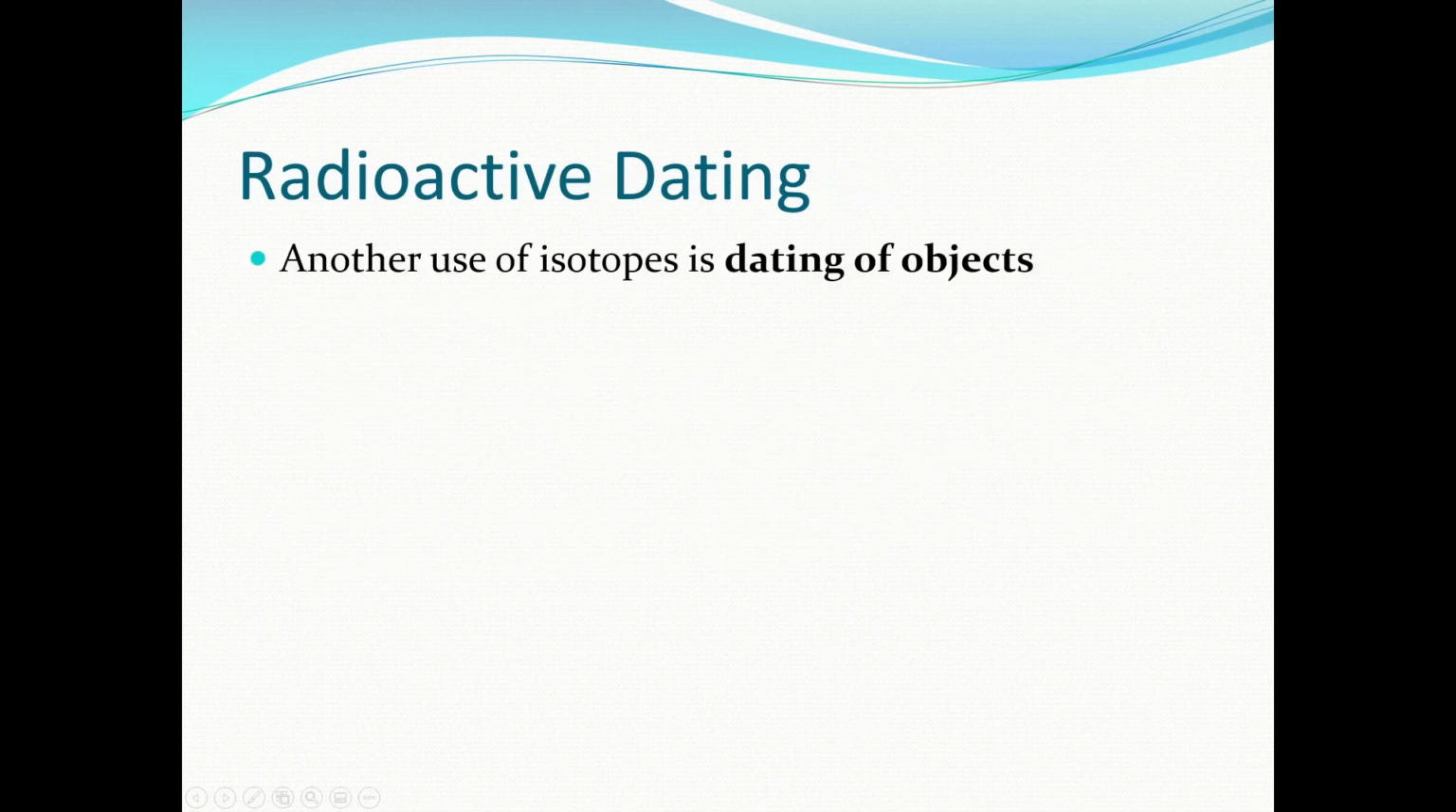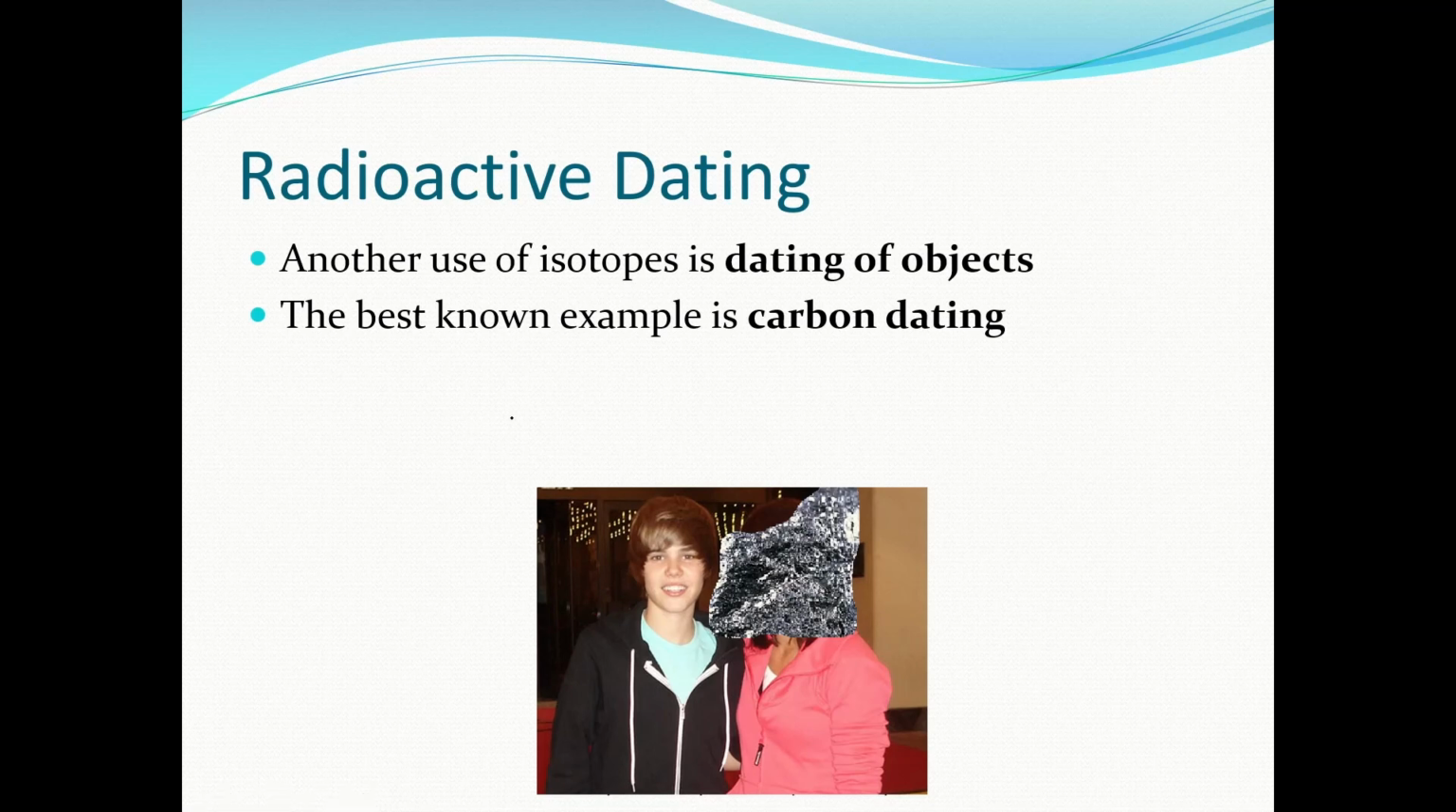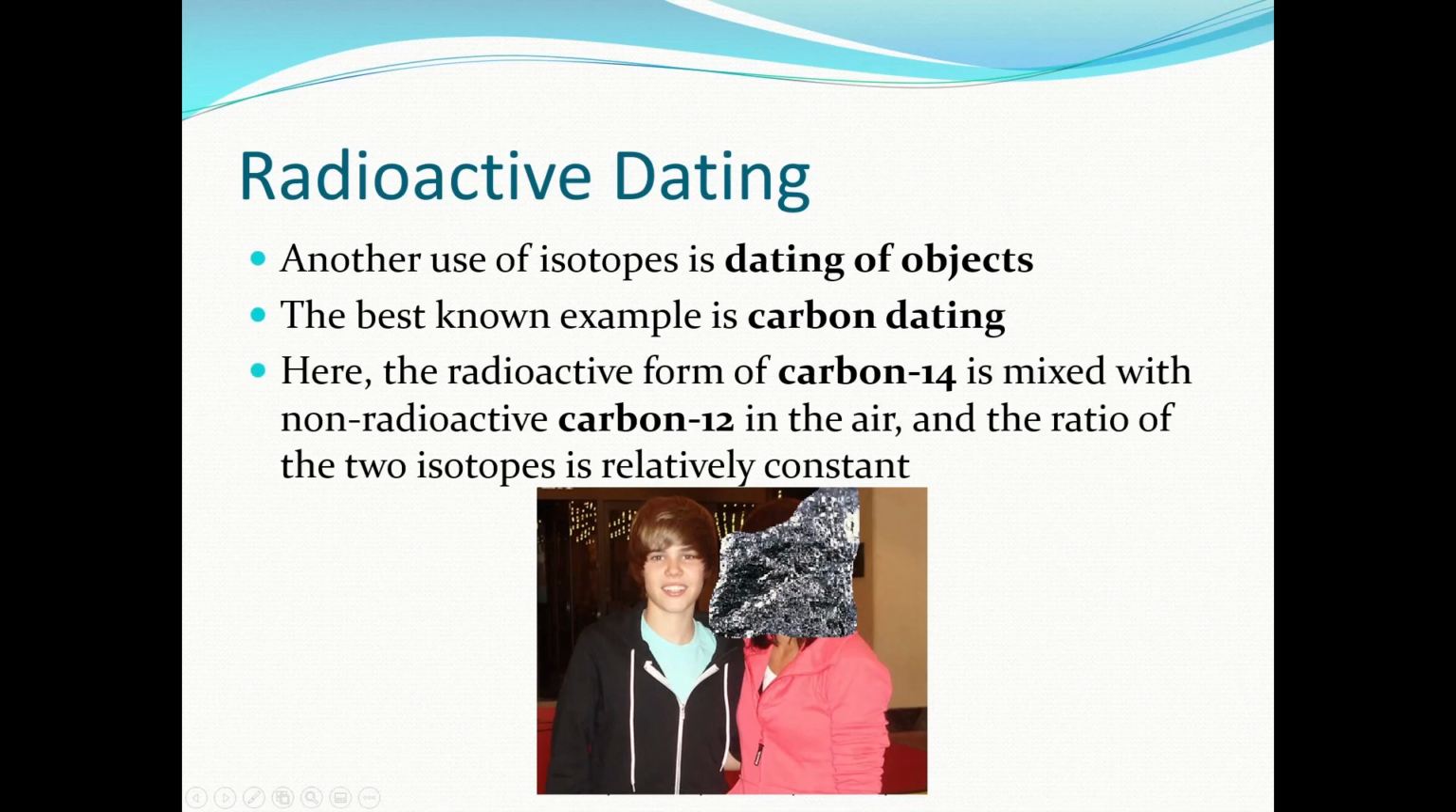So another use of isotopes is dating objects. So the best example is carbon dating, which you've probably heard of. Whenever I think of carbon dating, I think of young Justin Bieber. Made this a long time ago. Dating carbon, but no, it's dating as in how old something is.